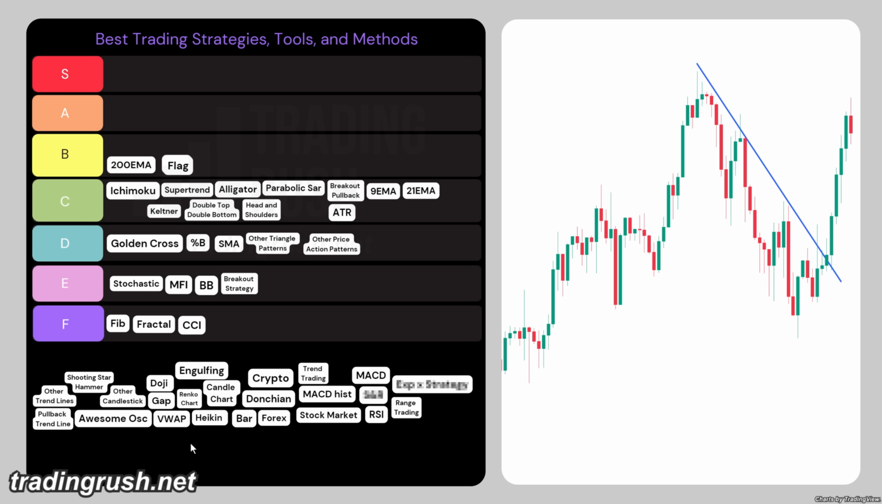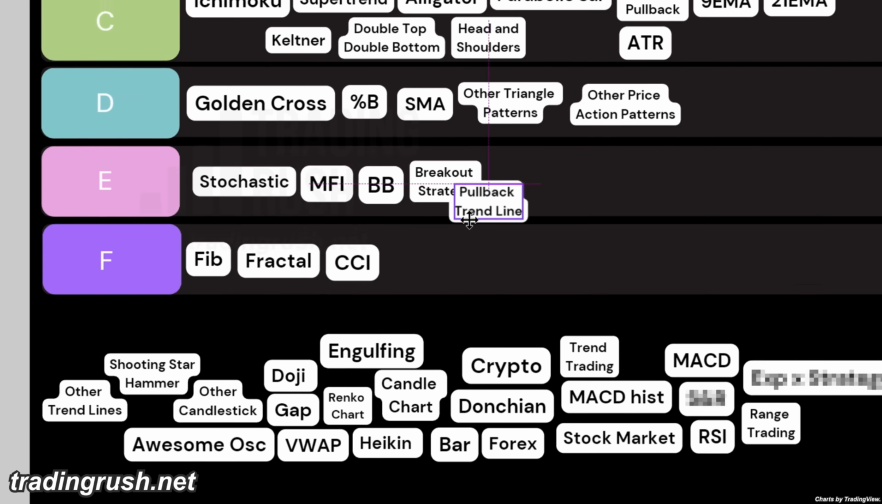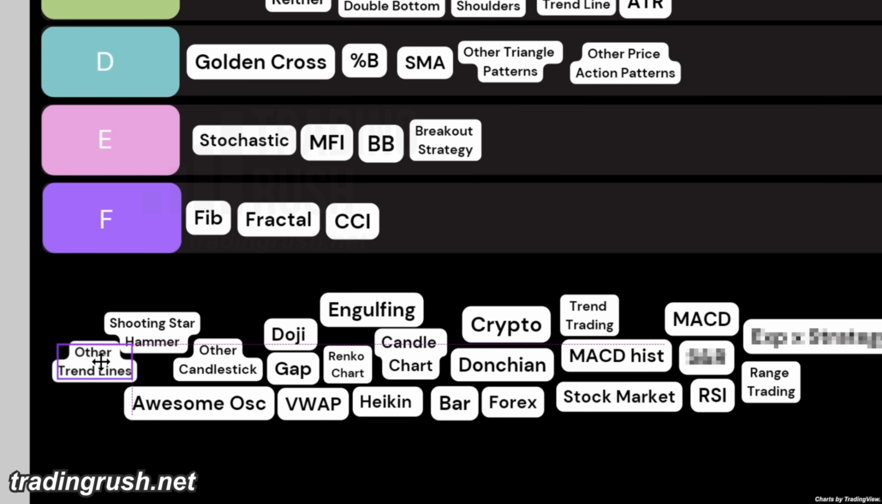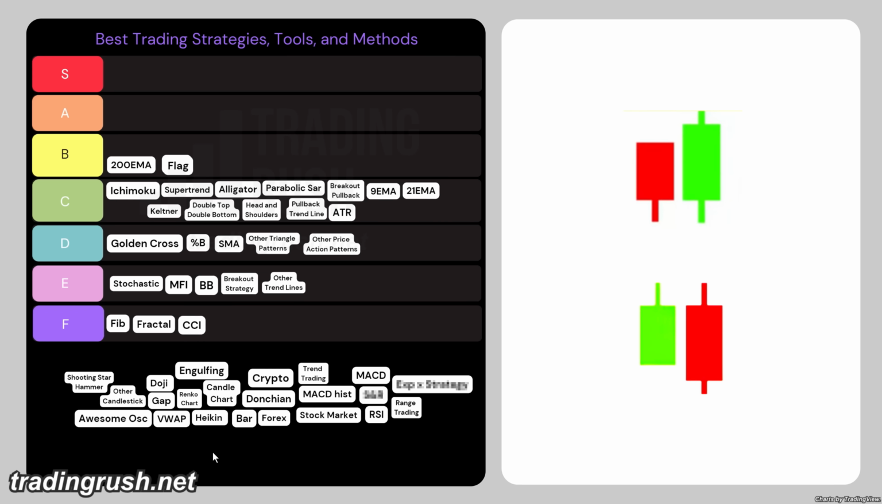Also, when it comes to the trend lines, I have only found them reliable when they are drawn on a pullback of a trend. Otherwise, they are pretty average. I would put the pullback trend line in the C tier and other trend lines in the E tier. Let's see some candlestick pattern strategies.